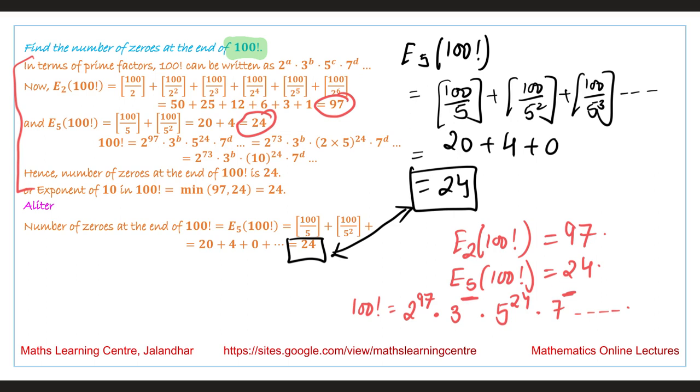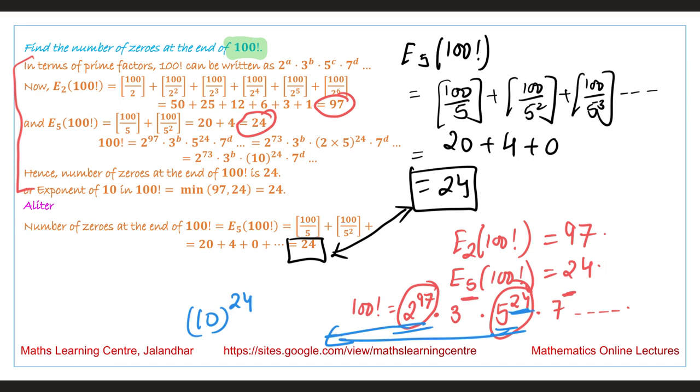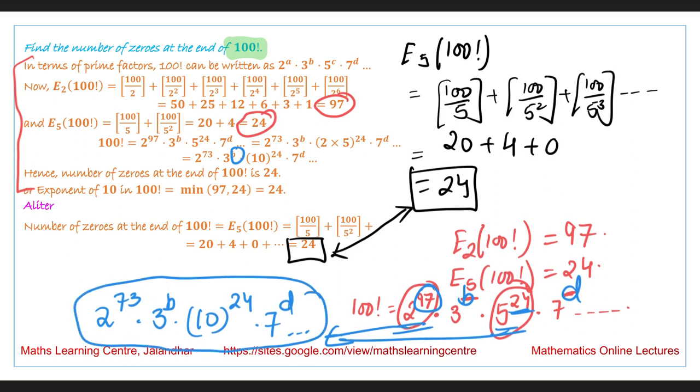Now 10 we obtain by the multiplication of these two terms. So we will write 10 raised to the power 24, and the rest of the terms left over are 2 raised to the power 73, 3 raised to the power b, and suppose this value is d, and so on. So the exponent of 5 in 100 factorial gives us the number of zeros at the end of 100 factorial.